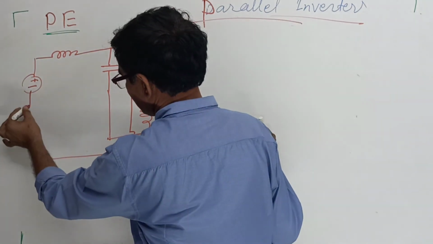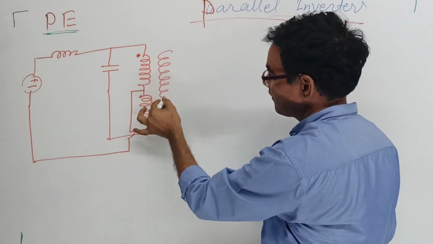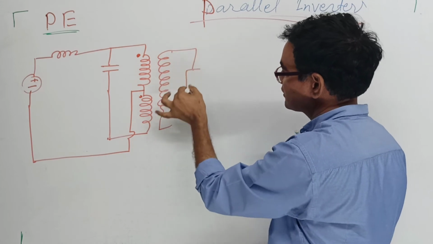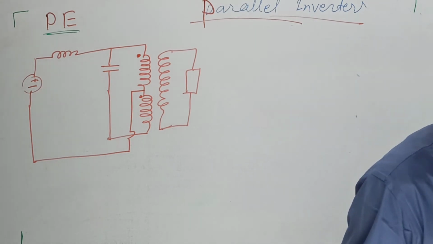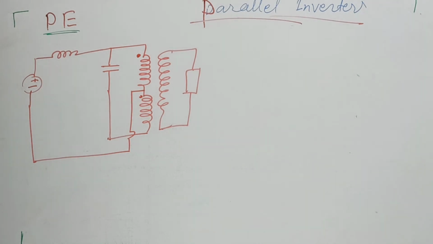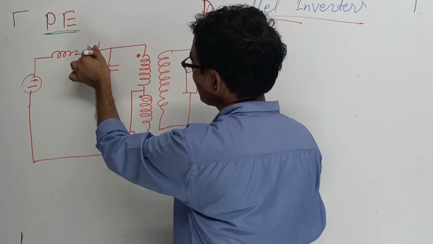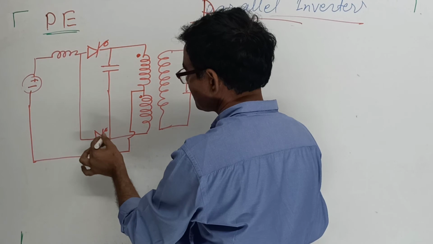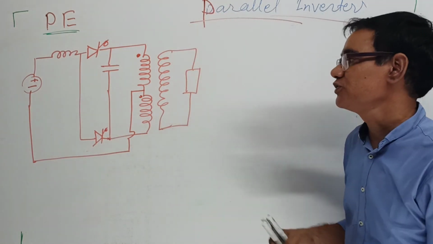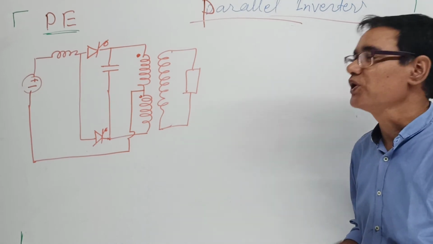Okay. This is the transformer and this is the load. The switches are connected here and here. This is one of the switches and this is the other switch. So this is known as the parallel inverter.